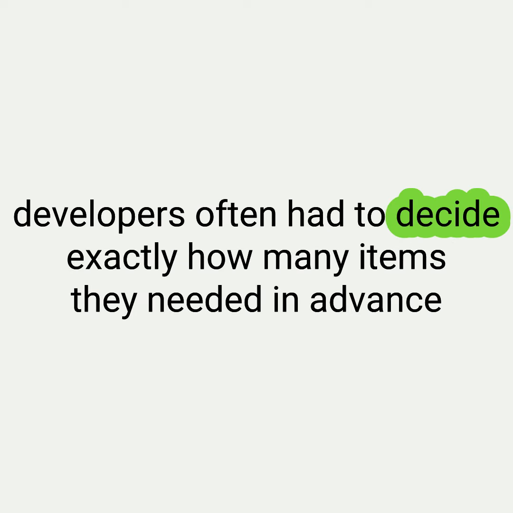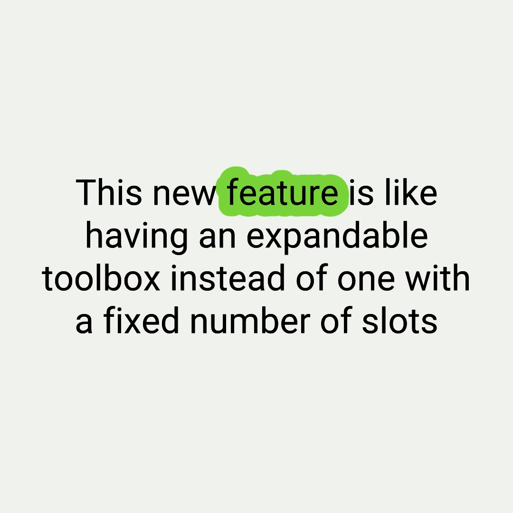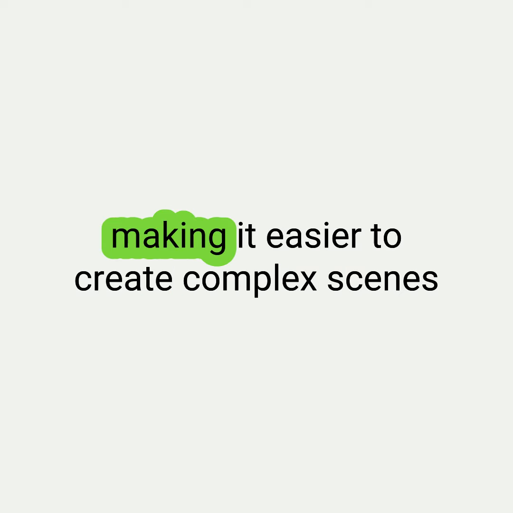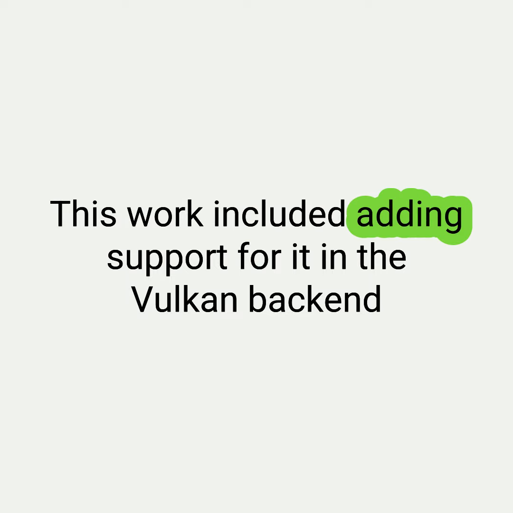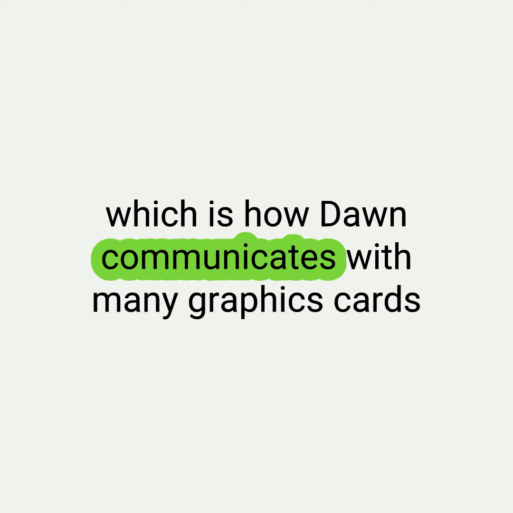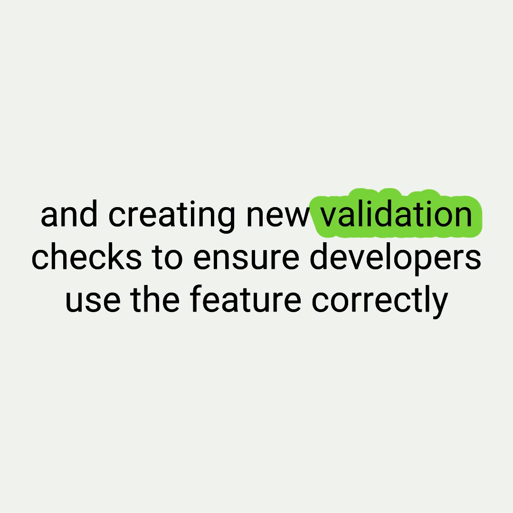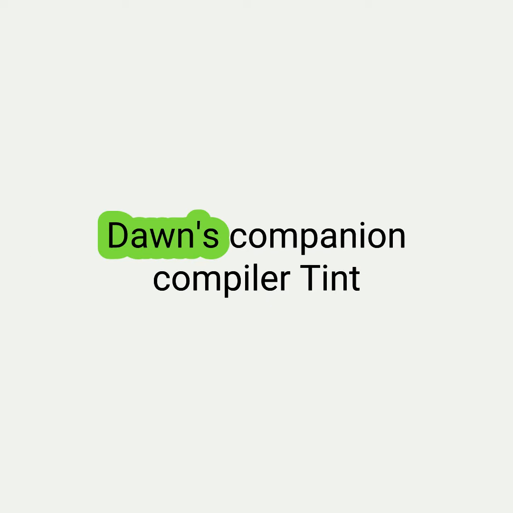Previously, developers often had to decide exactly how many items they needed in advance. This new feature is like having an expandable toolbox instead of one with a fixed number of slots, making it easier to create complex scenes. This work included adding support for it in the Vulkan backend, which is how Dawn communicates with many graphics cards, and creating new validation checks to ensure developers use the feature correctly.